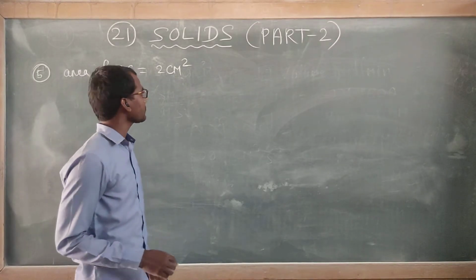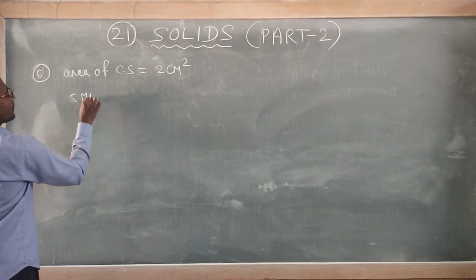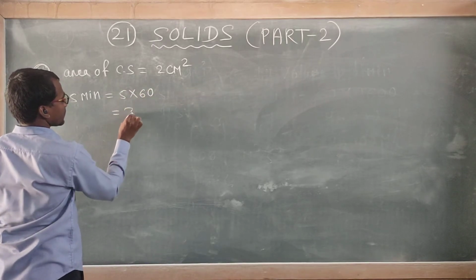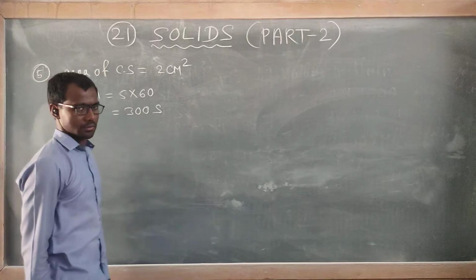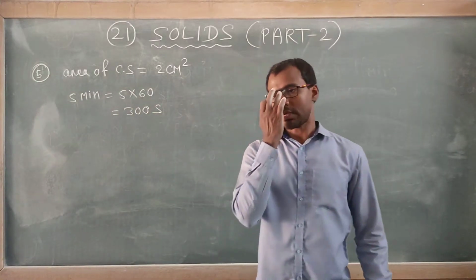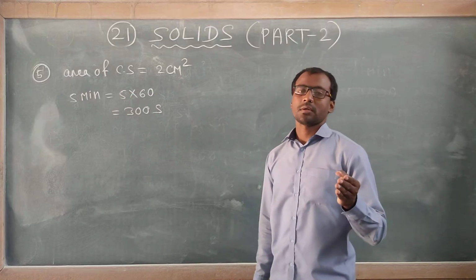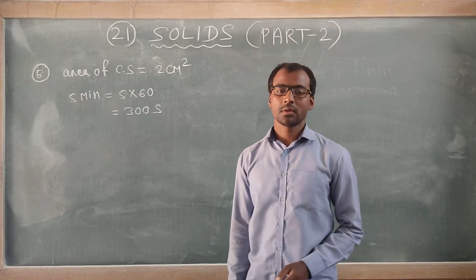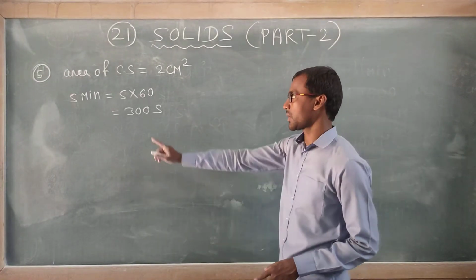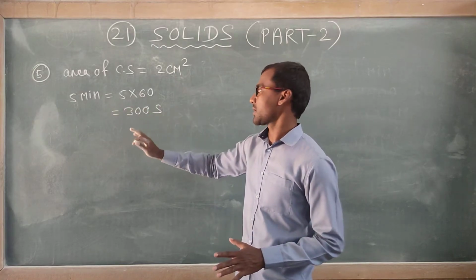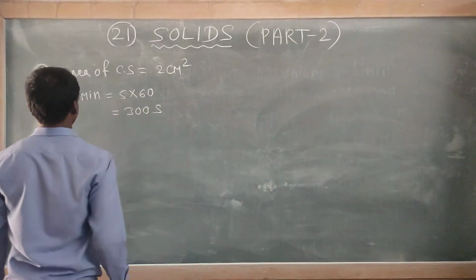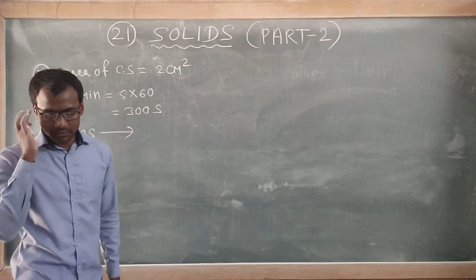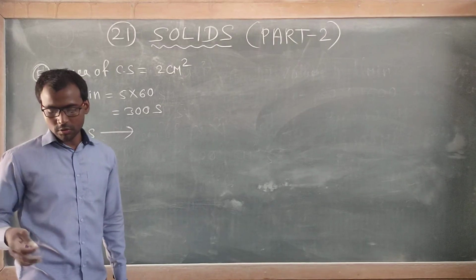Okay. 5 minutes is equal to 5 into 60, that is 300 seconds. Minute is not important to us, second is important to us. Okay, you might know speed of a vehicle is given in kilometer per hour or meter per second. It is not given in per minute. So I have converted minute to second. 5 minutes is equal to 300 seconds. Now in the question it is given that in 300 seconds how much water is flowing out of the pipe or emerging out of the pipe?